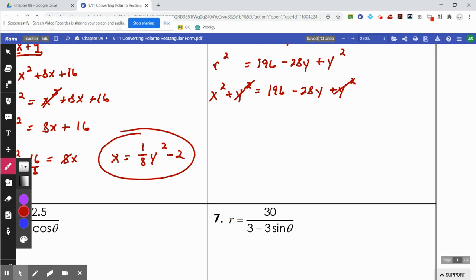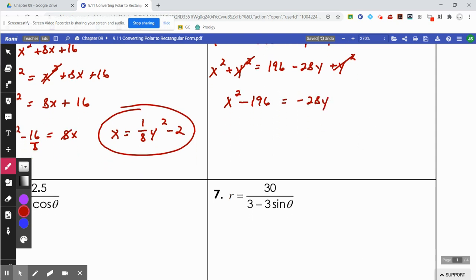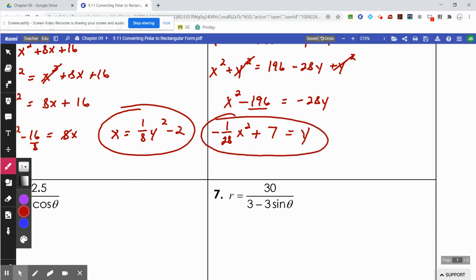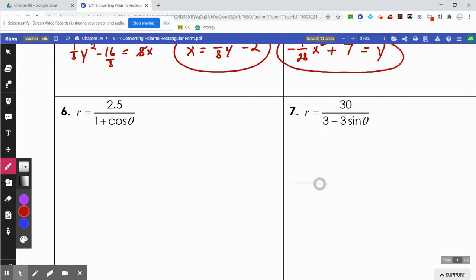Now let's turn that into our basic form. Let's move our 196 over, and I have x squared minus 196 is equal to negative 28y. Let's divide each term by negative 28. So I have negative 1/28 x squared. When you divide this by negative 28, that's going to turn it into a plus 7, and that's equal to y, and I'm just going to leave it like that. Y equals negative 1/28 x squared plus 7.